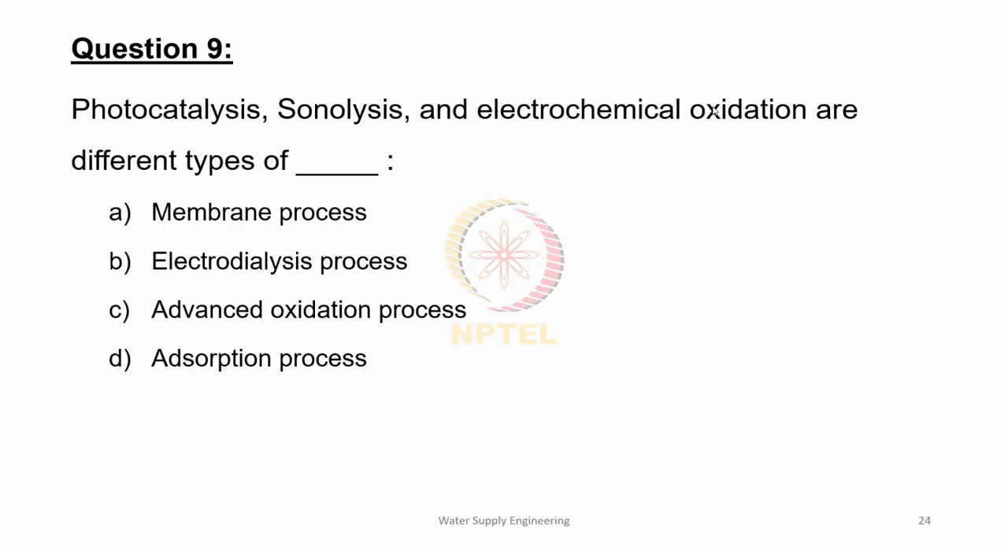So question number 9. Photocatalysis, sonolysis, and electrochemical oxidation are different types of: option A, membrane process; option B, electrodialysis process; option C, advanced oxidation process; option D, adsorption process. So among these, which consists of photocatalysis, sonolysis, and electrochemical oxidation?